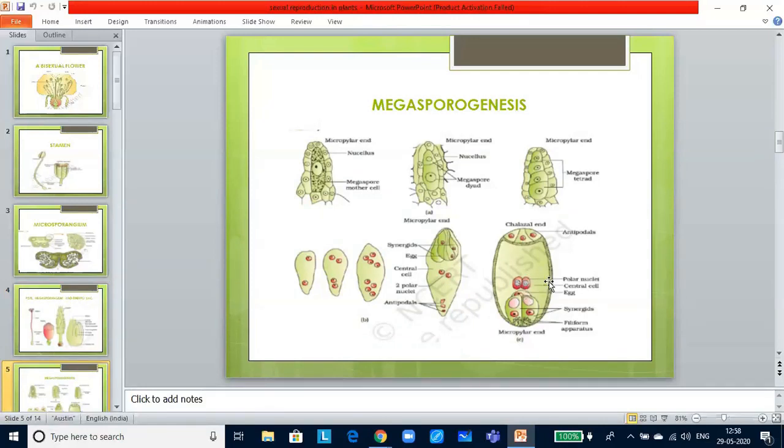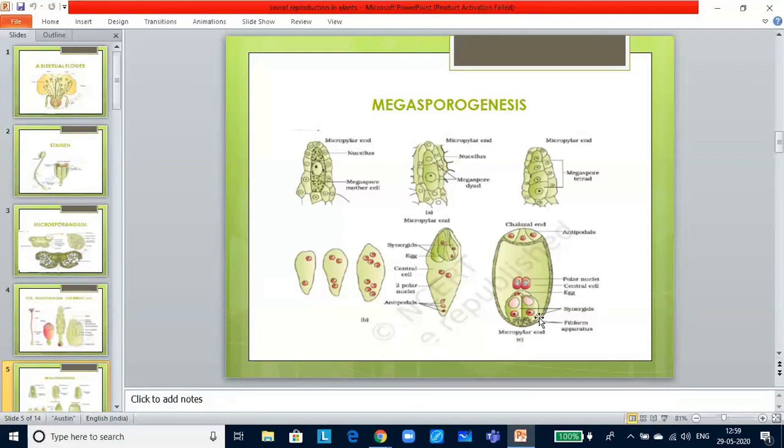The nucleus of the functional megaspore will divide mitotically to form two nuclei, which move to the opposite poles, forming a two-nucleate embryo sac. Now, this is followed by two mitotic divisions, as a result of which the eight-nucleate stage of the embryo sac is seen. These mitotic divisions are strictly free nuclear, that is, nuclear divisions are not followed by cell wall formation. After the 8-nucleate stage, cell walls are laid, leading to the organization of the embryo sac.